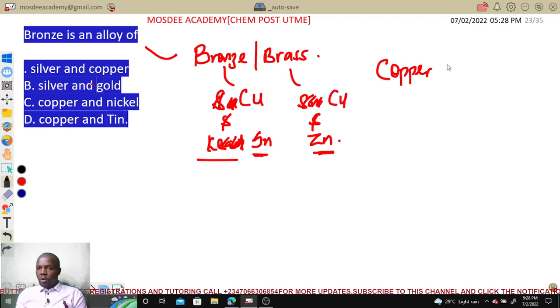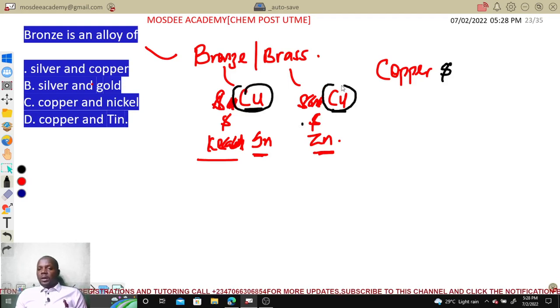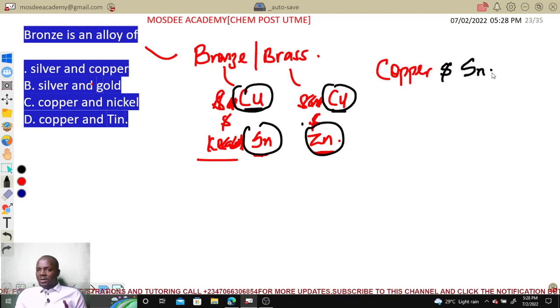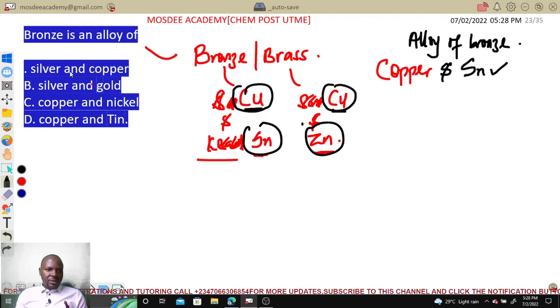You just need to be careful. Copper is common to both of them. The other major element in them apart from copper: this one has tin and this one has zinc. So copper and tin is the major alloy of bronze. You can just keep that at the back of your mind. This is one: copper and tin. This is the answer to that. Whereas brass is copper and zinc. So the next question, because of our time, there are other alloys I should have given examples of.